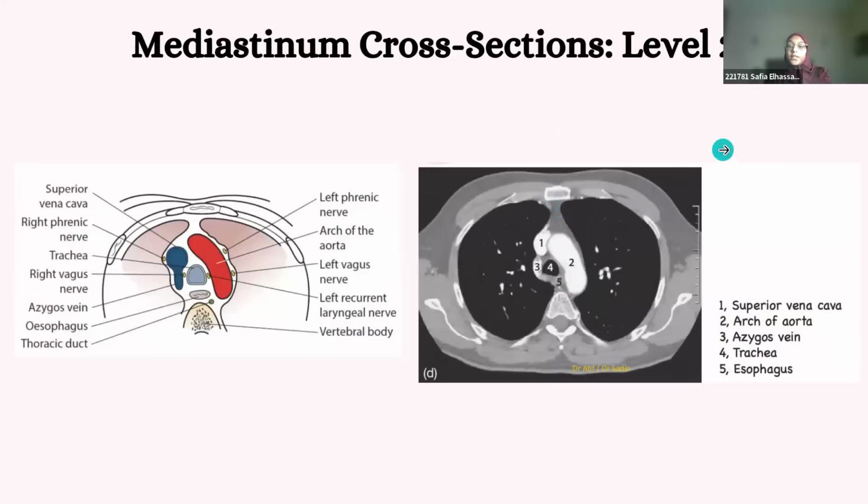All right, now let's move on to the second level. In this level, the first thing, of course, you're going to notice is the trachea. Again, we still have the trachea. It's black because it's full of air, and it has that distinctive C shape because of the cartilage rings. Directly behind the trachea is the esophagus.